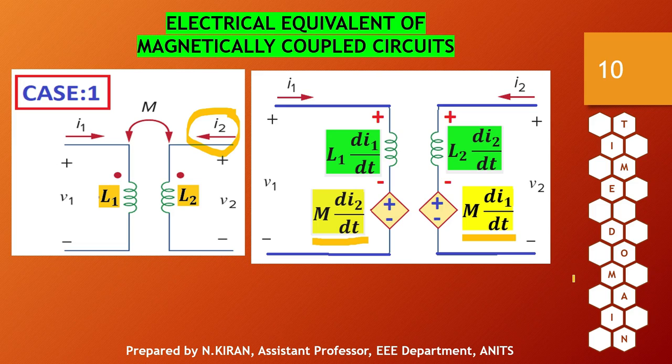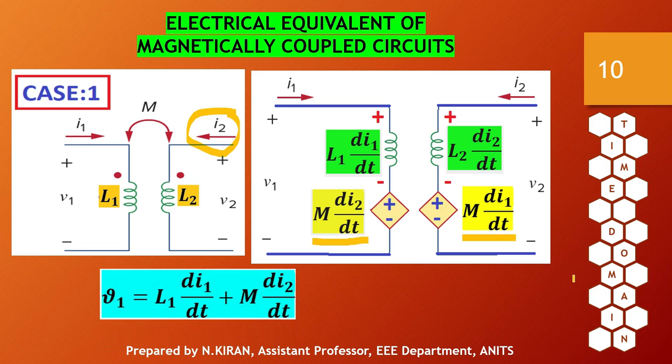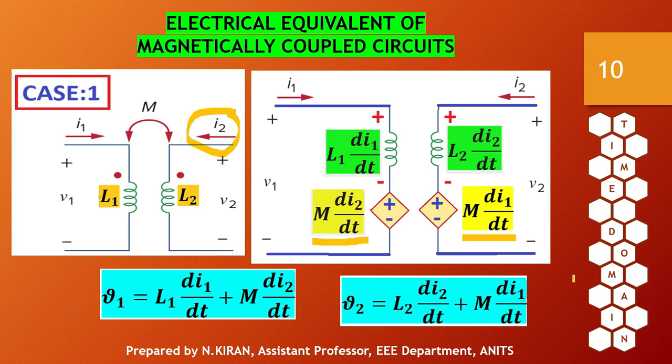And now if I apply KVL to the first mesh as well as the second mesh, it will give me the KVL equations. That is, V1 will be equal to L1 dI1 by dt plus M into dI2 by dt. For the second mesh, V2 is equal to L2 dI2 by dt plus M into dI1 by dt. So this is how we find the electrical equivalent of a magnetically coupled circuit and write the KVL equation. So now let us see the frequency domain of the same case.